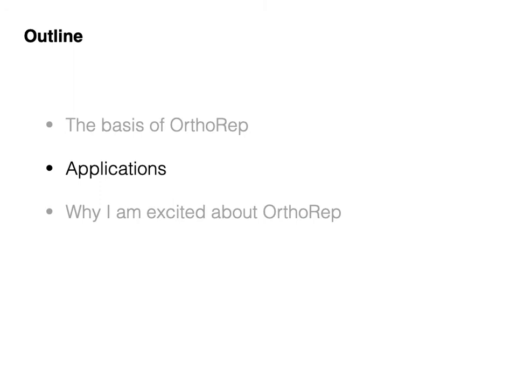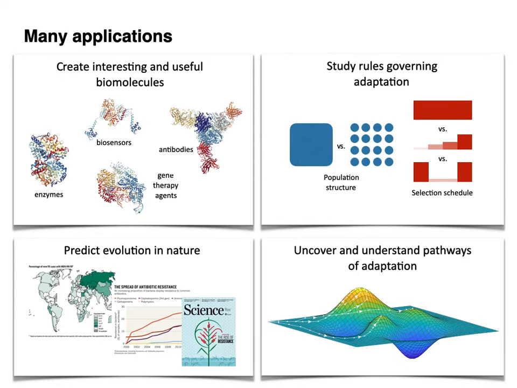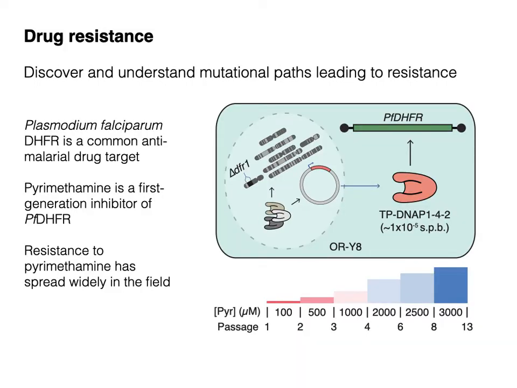Okay, so let me now show you what we can do with OrthoRep. As you can imagine, we are using OrthoRep to evolve many useful biomolecules. We're also using it to do things like study the rules governing adaptation, uncover and understand pathways of adaptation, and predict evolution in nature. I'll highlight two studies from our recent work in these areas.